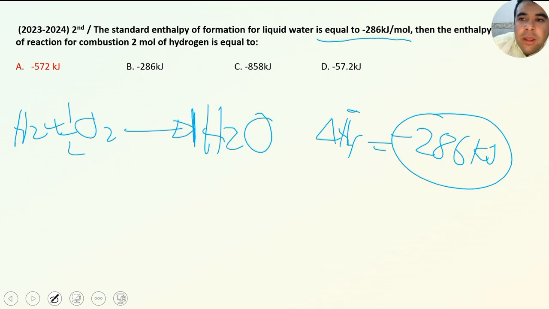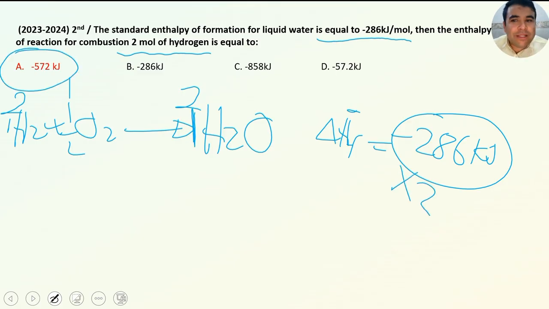Okay. The enthalpy of reaction for combustion of 2 mole of hydrogen. How many hydrogen is combusted here? 1 mole. So for combustion of 2 mole, that means multiply the whole reaction by 2. The reaction will be 2, and then this will be 1. That will be 2. Combustion, that means simply multiply that value by 2. You'll get A is the correct answer, which is minus 572.